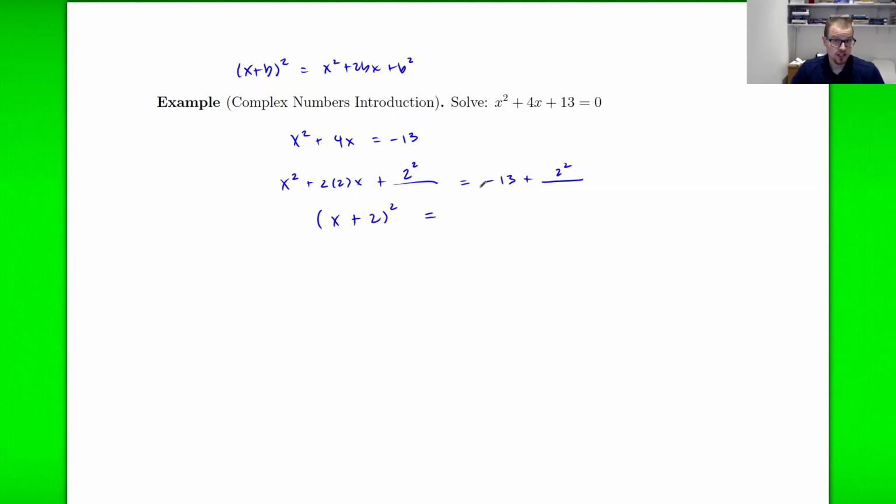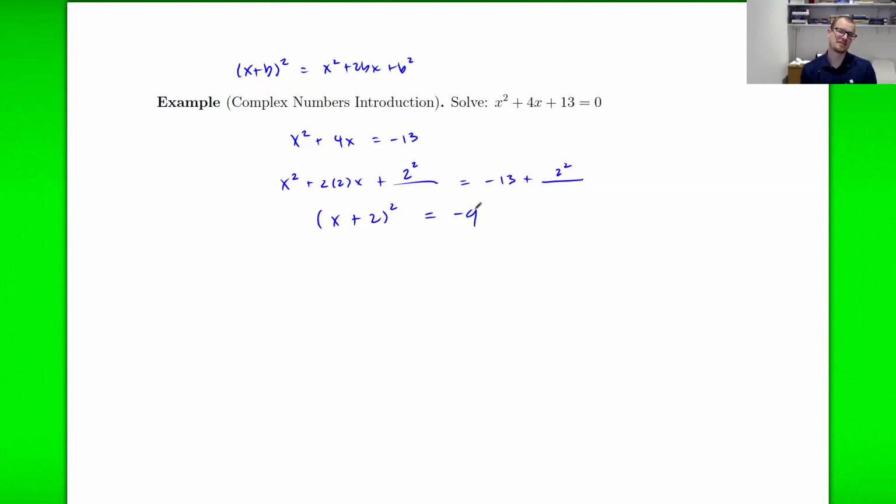On the right-hand side, I do need to recognize that 2 squared is 4, but I can simply say that negative 13 plus 4 is a negative 9. Now we should have some red flags appearing. Well, that's a negative number. That's a problem, right? When I square something, I get a positive number. How can something squared give me a negative number?